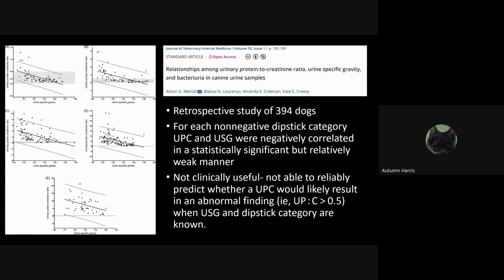They did find that it was statistically significantly correlated, but it was relatively weak, where a lot of the R values were like 0.4, 0.5. They were trying to see if they could come up with a way to predict what the UPC would be based off the dipstick protein and the urine-specific gravity. Their conclusion was that they weren't able to reliably predict whether a UPC would likely result in an abnormal finding, so greater than 0.5, when the specific gravity and dipstick categories were known.